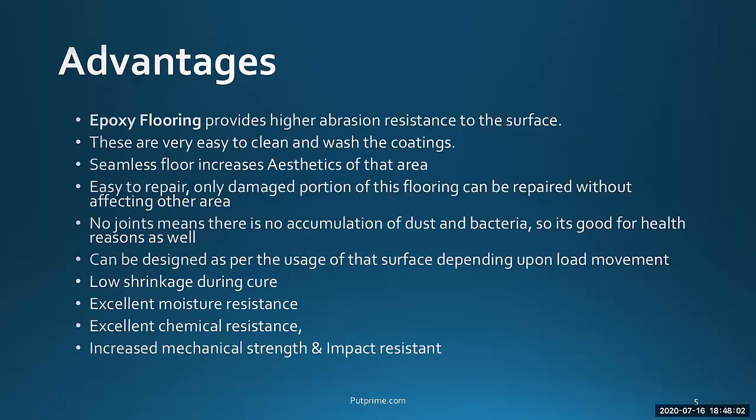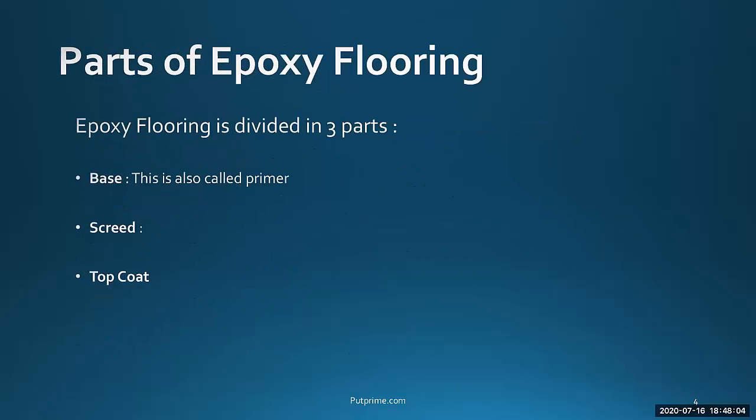What are the parts of epoxy flooring? Epoxy flooring generally consists of three parts. One is base, one is screed, and one is top coat. Base is also called primer, because this is the first part which we generally apply on the raw floor. Like we have done the surface preparation, after that you will apply this base. It has strong bonding strength, because it will link with the concrete floor, so it will create a strong bond with that concrete floor.